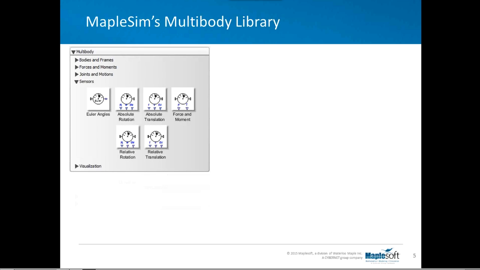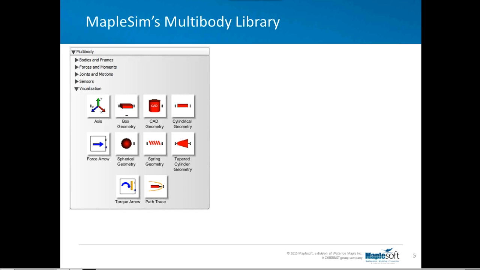So looking at the sensors, there are sensors for measuring Euler angles of a frame, absolute or relative position and rotation of a frame, or a frame with respect to another frame. And these sensors will give position, velocity, and acceleration. And also a separate sensor to measure the 3 components of the force and 3 components of the moment going through a section of the model.